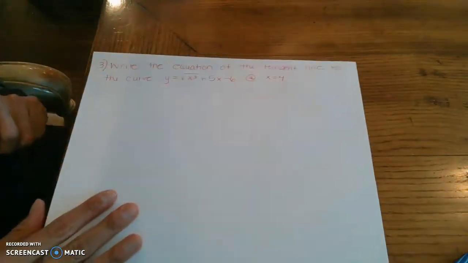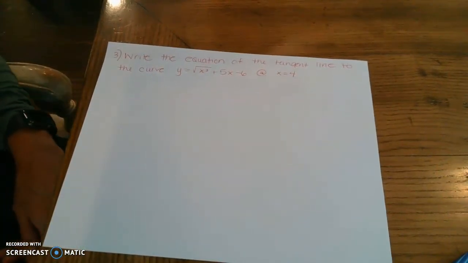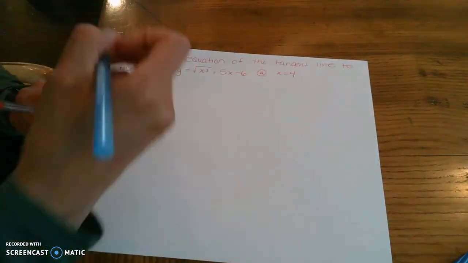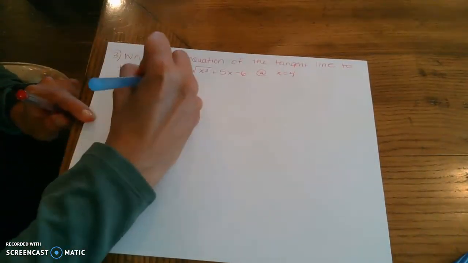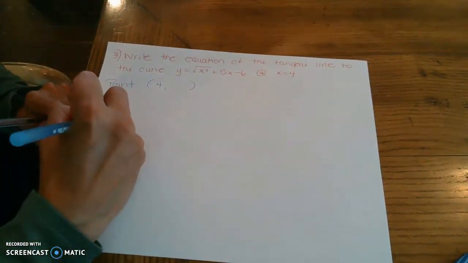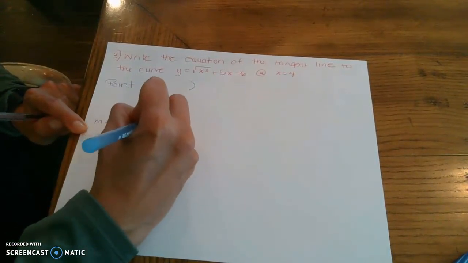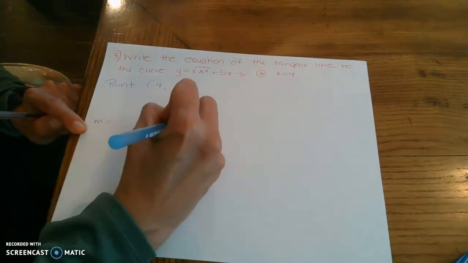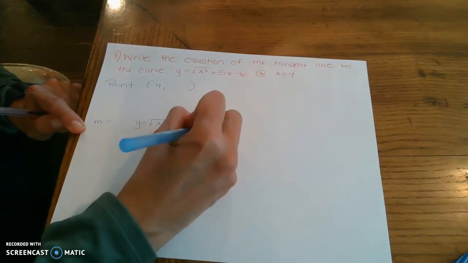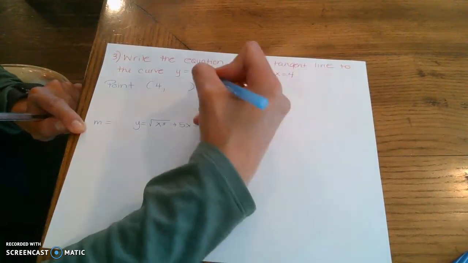Okay, the next one, number 3. All right, same thing, writing the equation of a tangent line to the curve, and I need to find it when x is equal to 4. So I know that I need to find my point, and I know the x value of that point, but I'm still figuring out the y, and I need to find the slope, which I'm going to do by taking the derivative of the square root of x cubed, plus 5x minus 6. So here, to find the point, you're going to plug it into the equation.